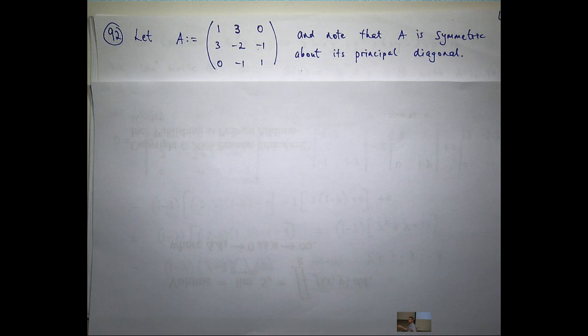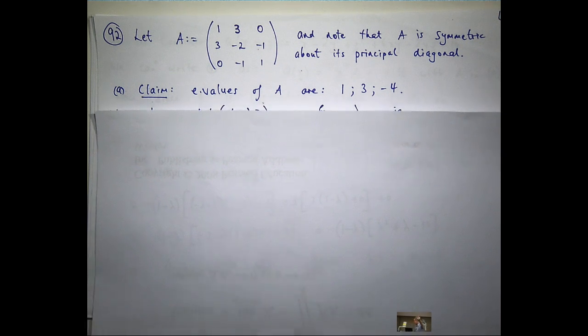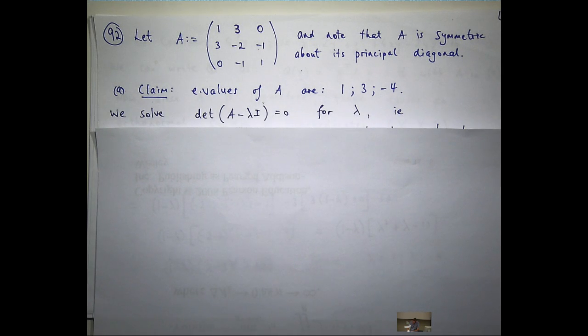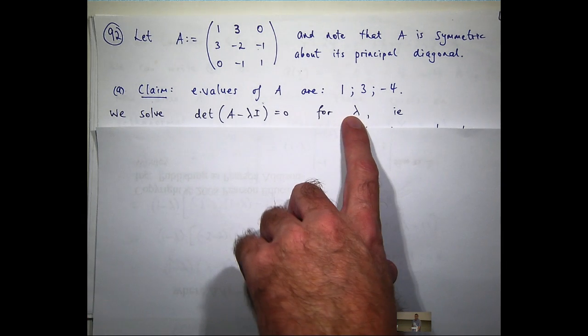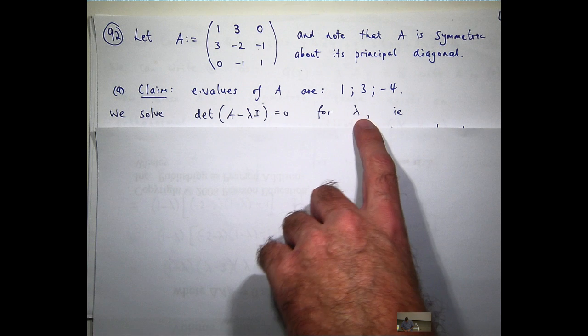So A is a symmetric matrix. Symmetric matrices are nice because we have this principal axes theorem that we can apply to it. The first thing is that I'm going to claim that the eigenvalues are 1, 3, and -4, sorry. So the equation that we solve is just the following. We look at the determinant of the matrix A minus lambda I, where I is the identity matrix, and we want to solve this equation here for lambda.